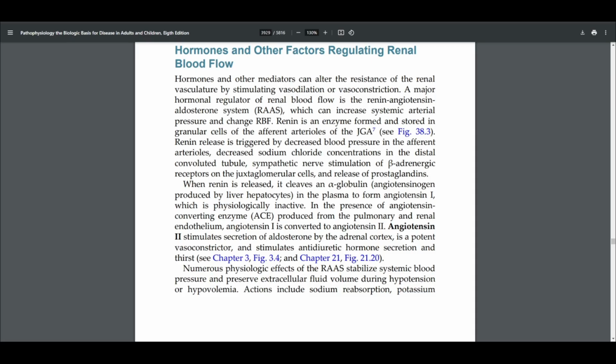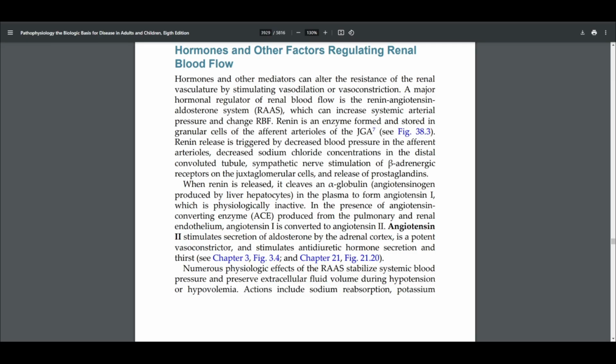Hormones and other mediators can alter the resistance of the renal vasculature by stimulating vasodilation or vasoconstriction. A major hormonal regulator of renal blood flow is the renin-angiotensin-aldosterone system, that RAAS, which can increase systemic arterial pressure and change RBF. Renin is an enzyme formed and stored in granular cells of the afferent arterioles of the JGA.